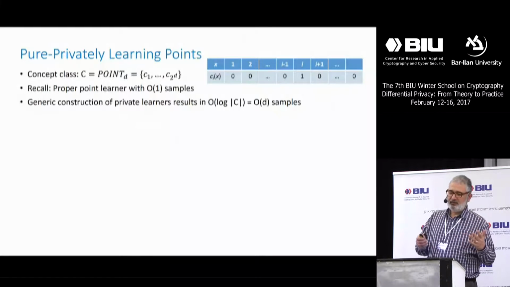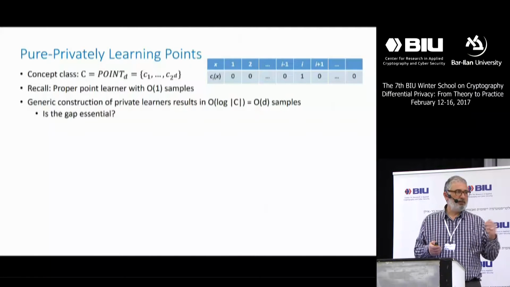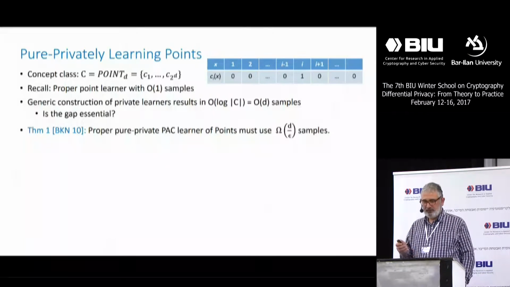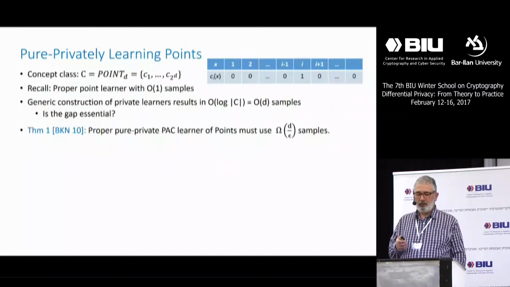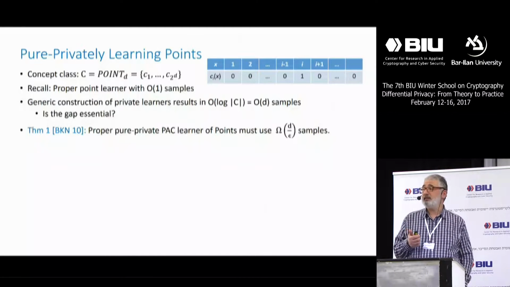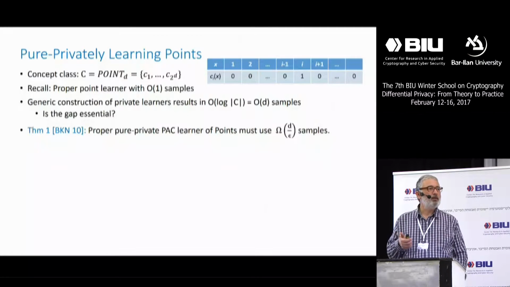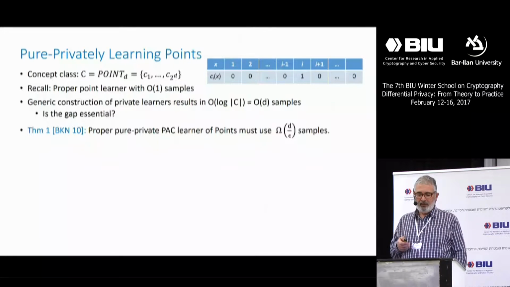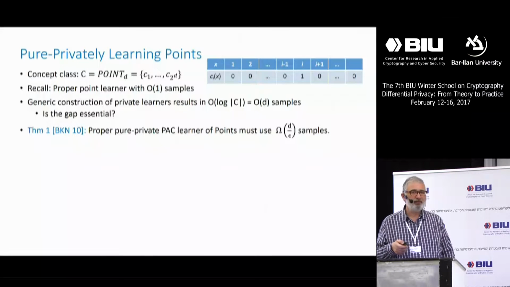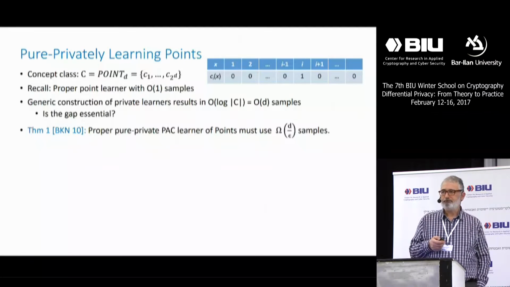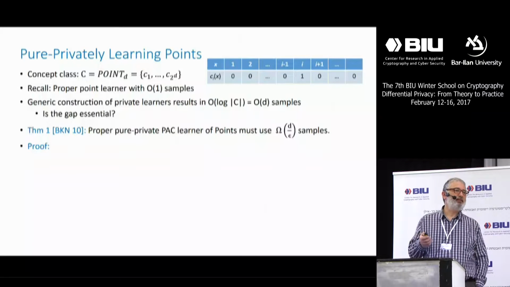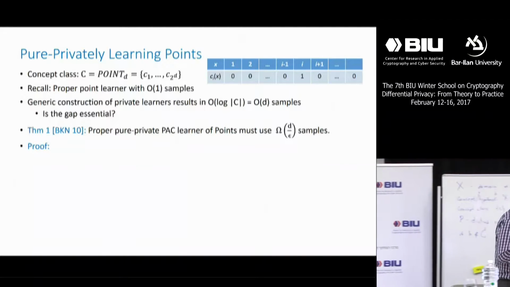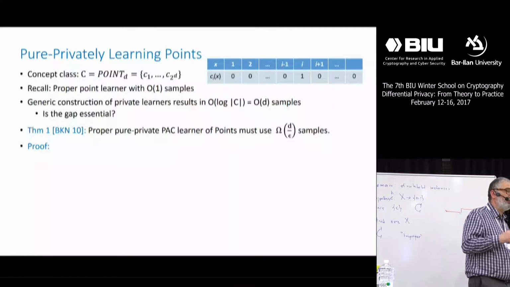Okay, so is this gap essential? That's the question that was also asked here. The first theorem I want to show is that if we insist on two things, first, that this is a proper learner, so what we output is a point function. Secondly, that this is a pure privacy learner, then it's essential that the sample complexity is at least linear in d. And the proof is really simple. Pure private means delta equals 0.